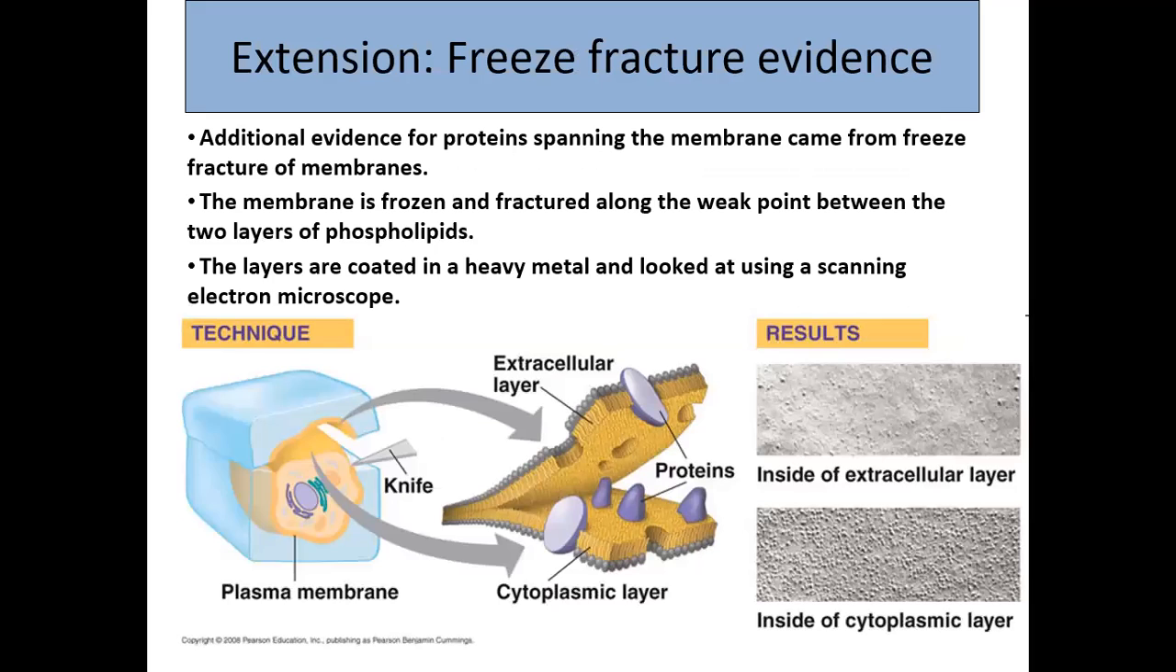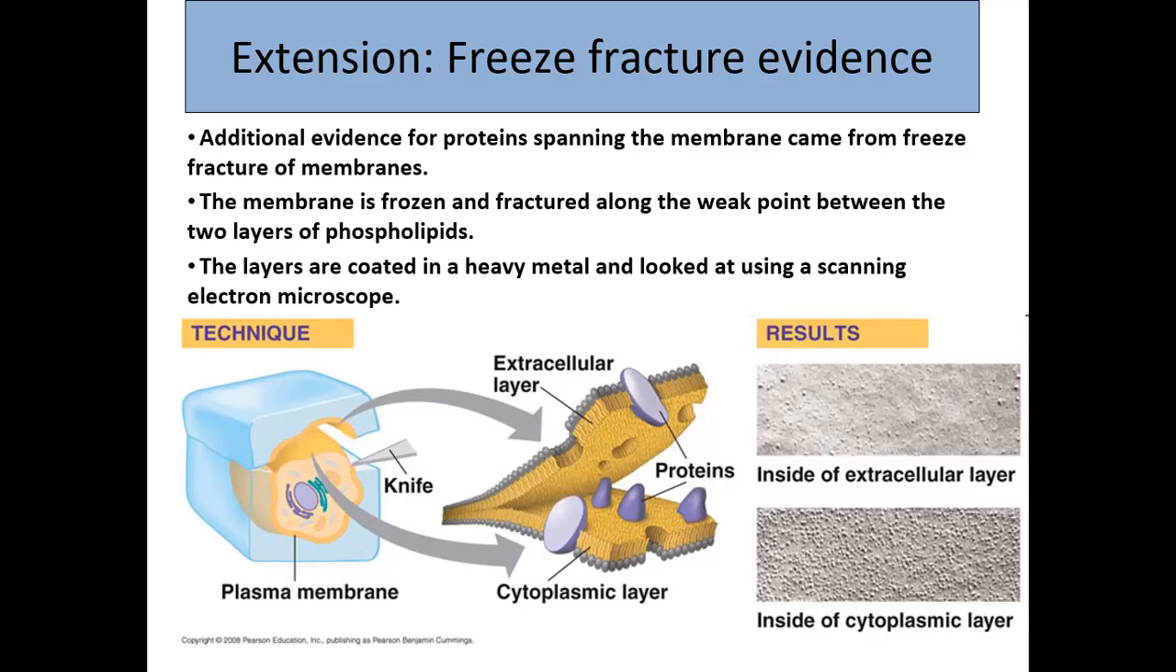So then they came to freeze fracturing. This was additional evidence that proteins span the whole membrane, those transmembrane proteins. The membrane's frozen and fractured along the weak points. They freeze a cell, and it fractures along the weakest point, between the two layers of the phospholipid tails. Then we can look at the two layers. The layers are coated in heavy metal, and then looked at using a scanning electron microscope.